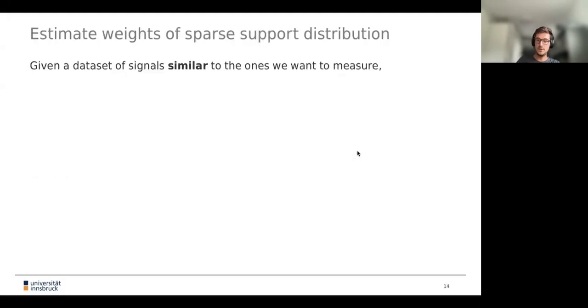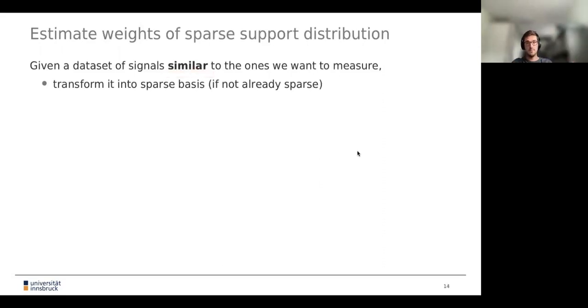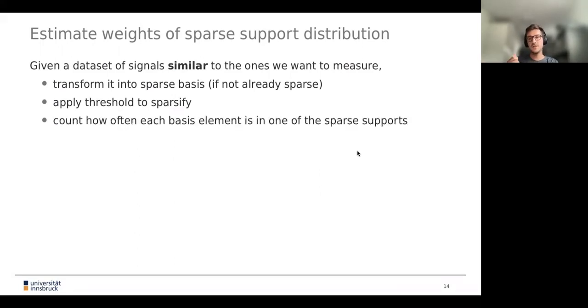So how am I going to go about that? If I have a data set of brains, for example, then as I already said, they are not directly sparse, so I have to transform them into some form of wavelet basis. I'm going to apply a threshold to really sparsify it and just throw away the very small coefficients of these images in the wavelet basis that I chose. And then I'm just going to count how often each basis element of our wavelet basis appears in the sparse supports, which gives me the approximation of the inclusion probabilities omega k of our rejective sampling model.